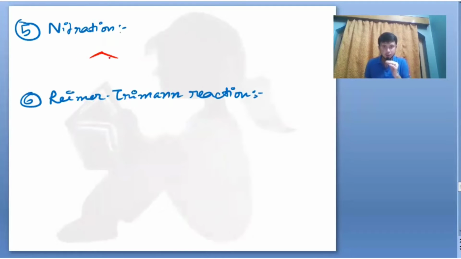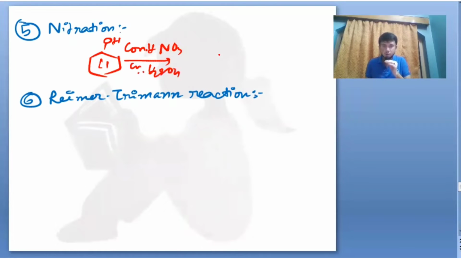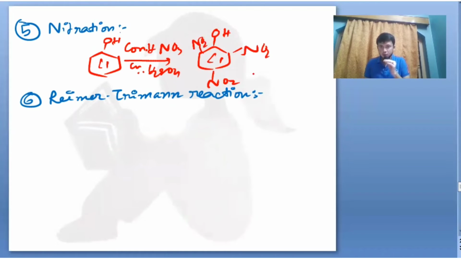Next is our nitration. Now nitration is very easy because we just have to give it concentrated HNO3 and concentrated H2SO4, and we know that OH is an ortho-para directing group, so it will be added like this. So what is this called? This is called our picric acid. You have to remember it because it is a very important reaction. It is called picric acid.